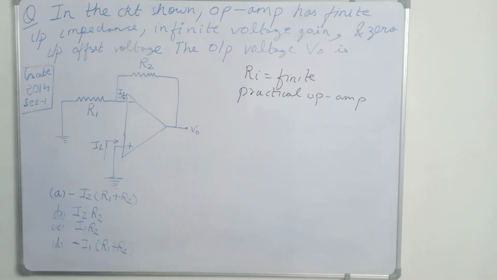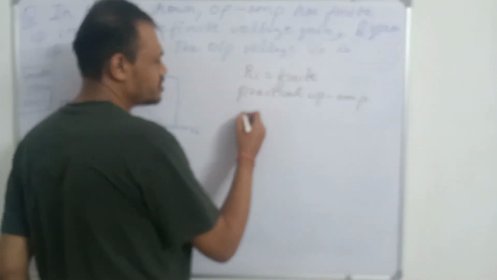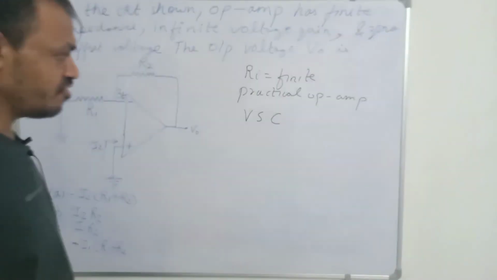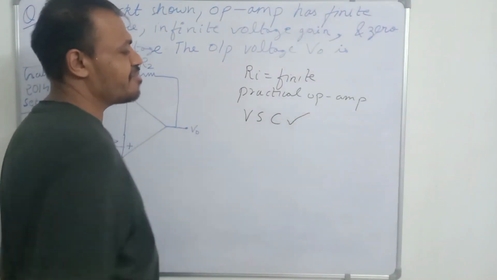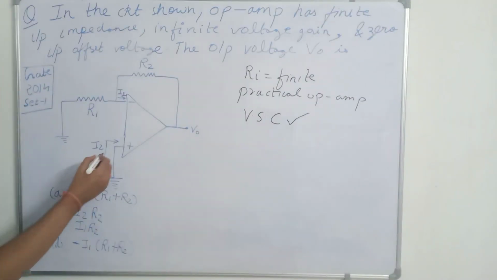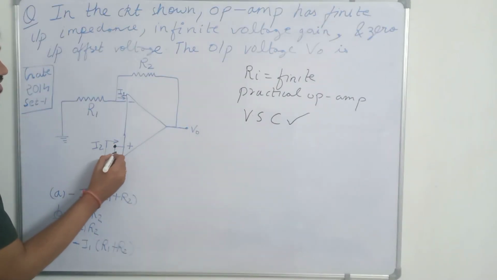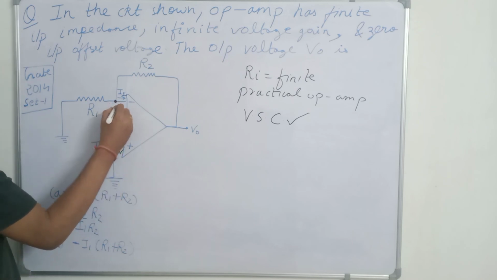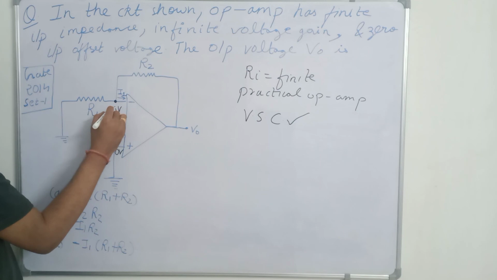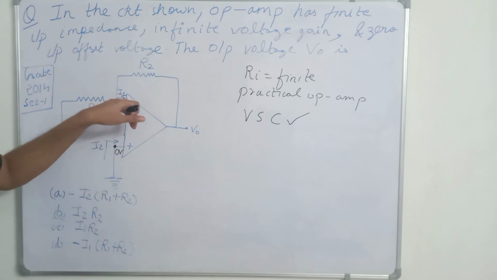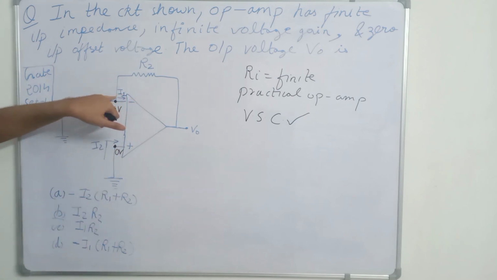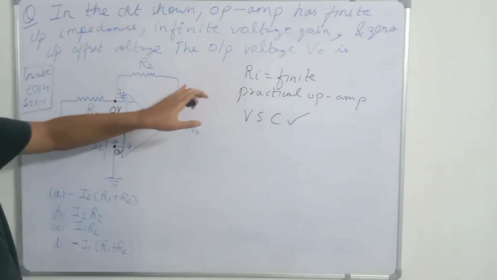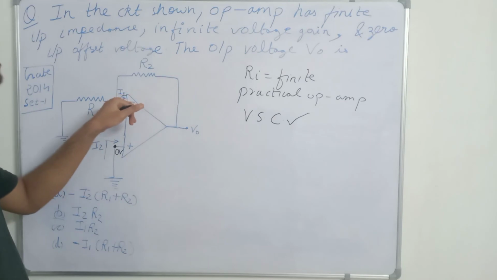Since there is infinite voltage gain, the virtual short circuit condition can be applied here. This voltage is 0 volt because it is connected to ground, so this voltage will also be 0 volt. Now the current flowing inside the op amp is I1. I1 will not be 0 in this case because the input impedance is finite.